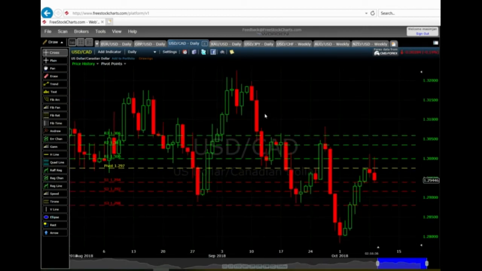USD and Canadian dollar, at the moment it's below the pivot, and it's a very good sell, as currently it got rejected from 1.300 continuously in a row of 2 days.